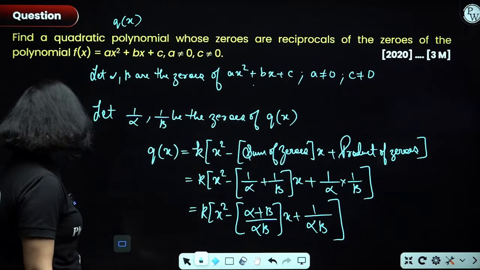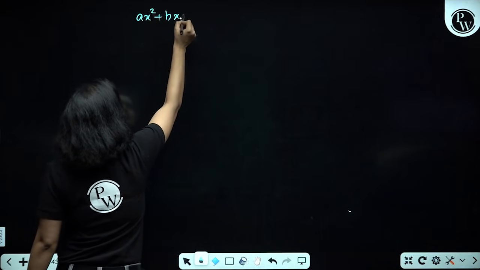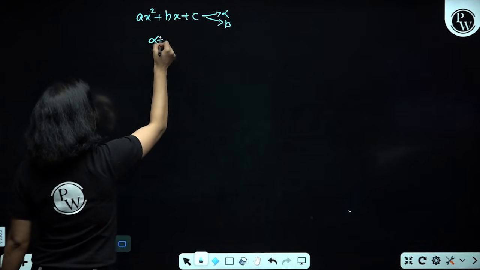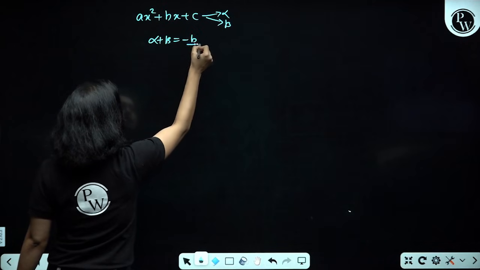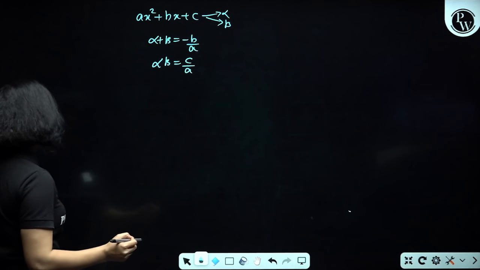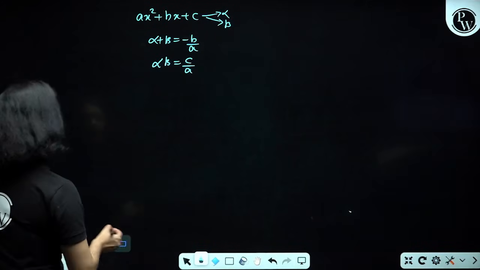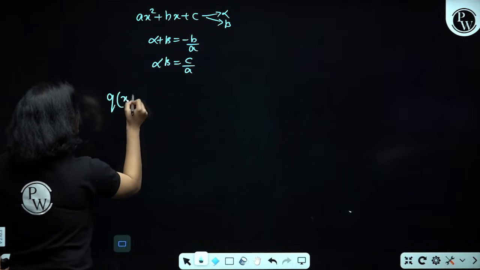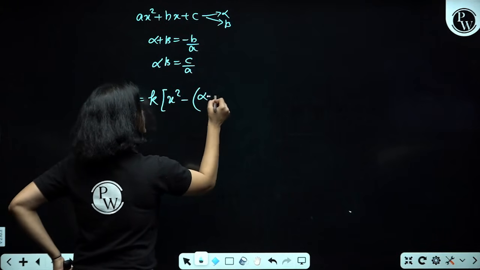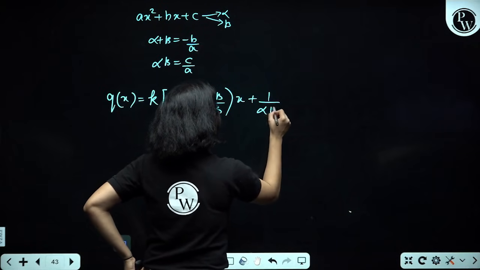So I'll take another slide here. ax² + bx + c. This was the polynomial whose zeros were alpha and beta. So from here you can say that alpha plus beta is equal to minus b by a, and alpha beta is equal to c by a. Yes or no, everyone? You can see here. Now, we have to figure out what? We have to figure out q(x). So q(x) is equal to k times x² minus (alpha + beta) x plus 1 by alpha beta. I'll just rewrite this here so there's no confusion.